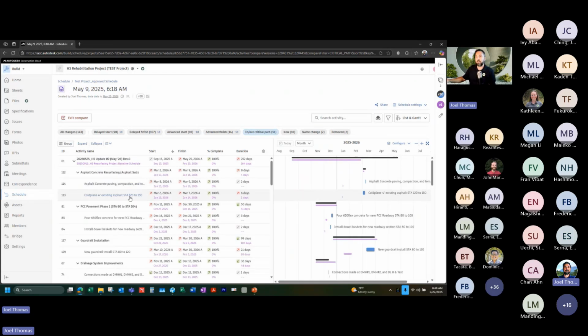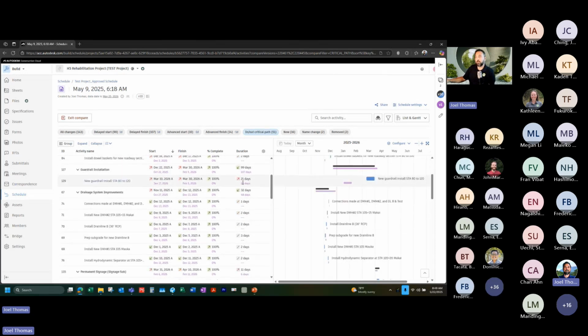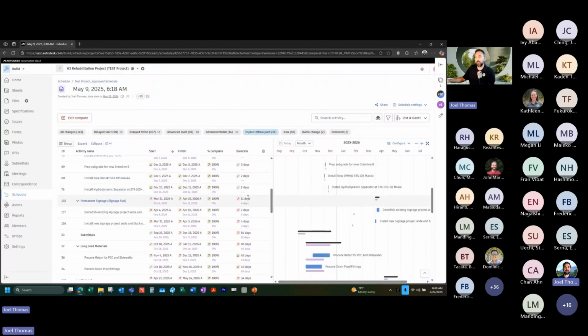So in this case, it looks like cold planing was supposed to be 2 days, but the contractor took 6 days. So that's a delay. This tells me the contractor cost us 4 days right here. I'm not exactly sure how that lined up with my delay periods, but you're going to go through these. This guardrail, it looks like, was supposed to go in, it took 21 days instead of 20 days. So I'm just going through this and making comments where I see a duration bust.